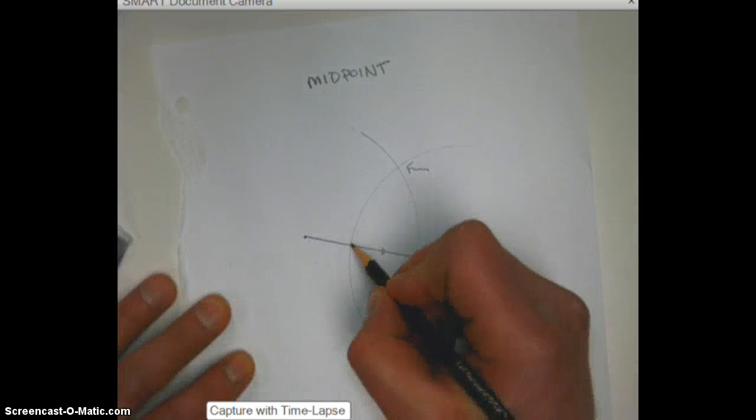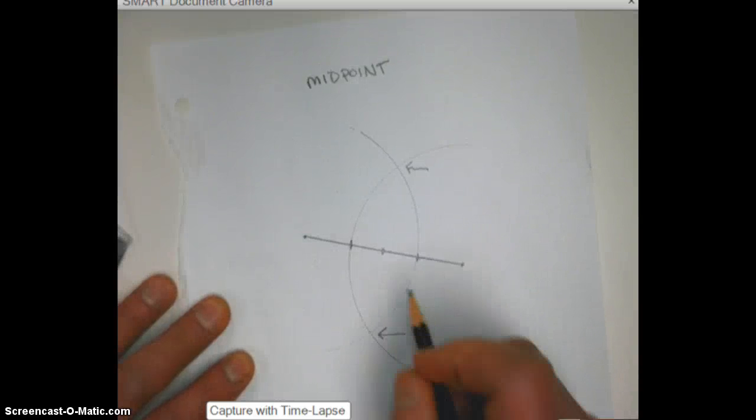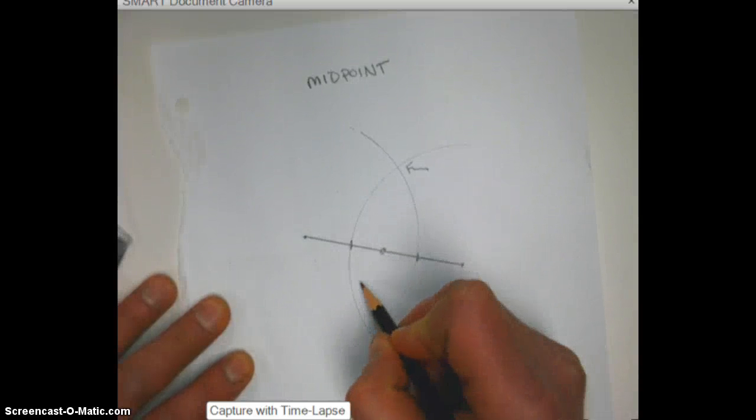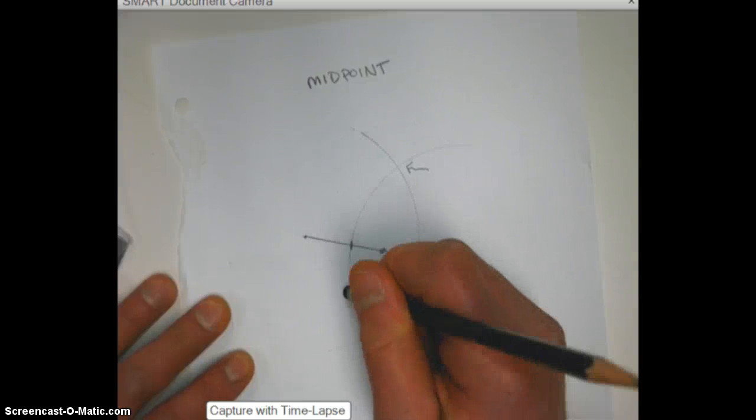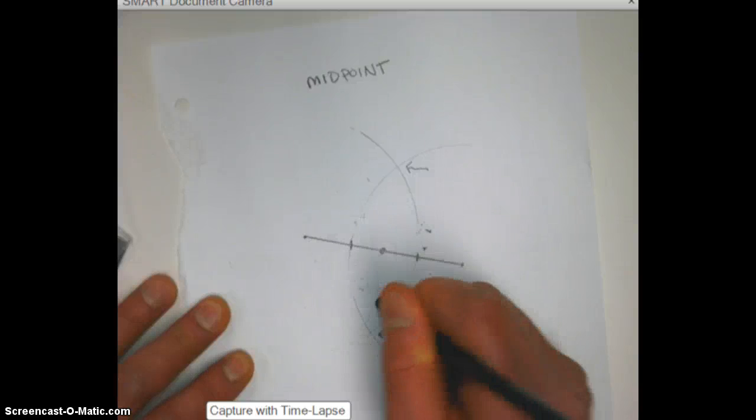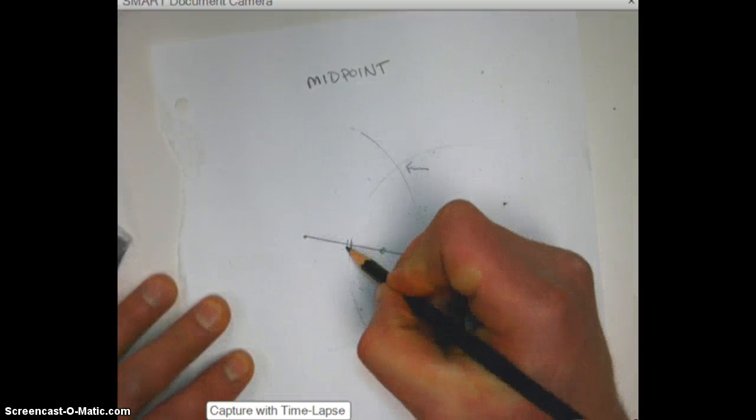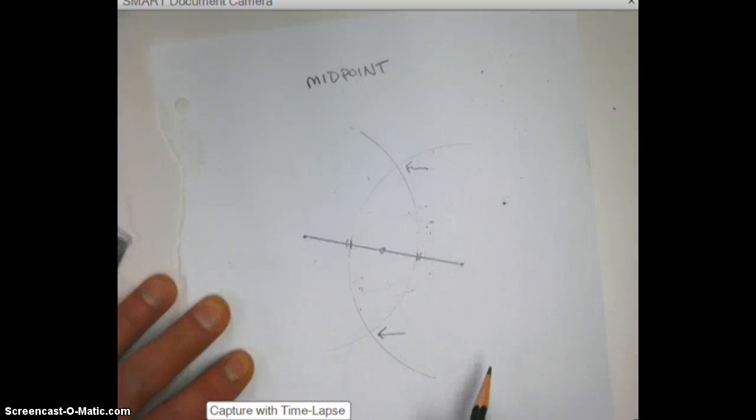We could put a single tick mark, for example, and a single tick mark here to show that the segment on the left and the segment on the right are congruent. I like to erase some of these marks just a little bit so that they don't get in the way of what we're looking at. You could do double tick marks to show that the two pieces are congruent.